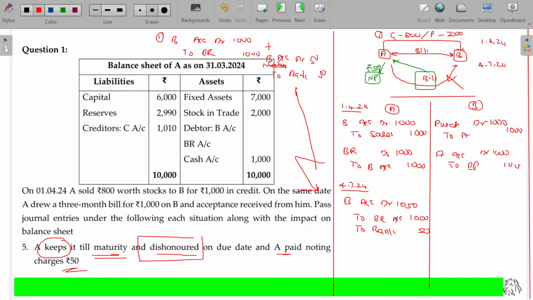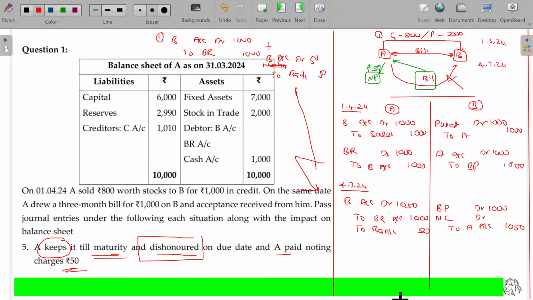On maturity, he could not make the payment. As he is not able to make the payment, the second entry is just reversed. The entry being bills payable account debit to A account. Okay, bills payable being 1000. But how much B has to pay to A? It is not 1000, it is 1050. Reversal, apart from that, another 50 rupees excess amount payable is only because of the charges. For him only, it is his cost, named as noting charges.